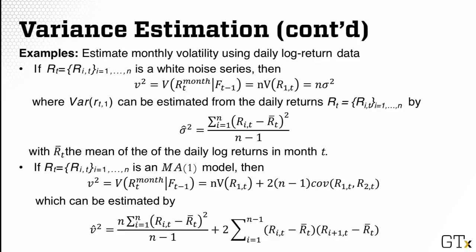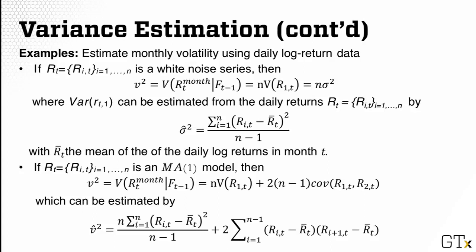Let's consider two examples. If the log returns are white noise, then the variance of the monthly return is the sum of the variances of the individual daily returns, or n times sigma squared. We can estimate sigma squared using the sample variance of the daily returns and plug in the formula of the variance of the monthly return. This is the ideal case.